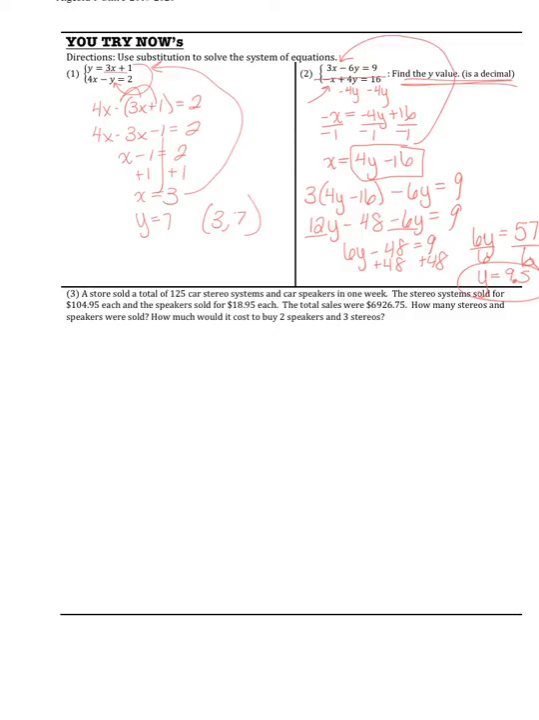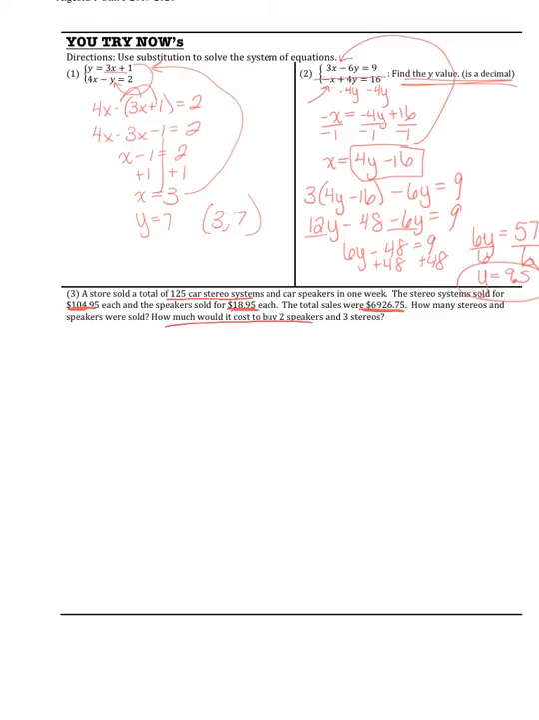And then finally, the word problem. Hopefully you attempted this. So it says a store sold a total of 125 car stereo systems. So I'm going to underline that. That looks important. And speakers. So it's together, so those are probably my two unknowns. The stereo systems sold for this much money, and the speakers were this much. Altogether, they gathered that much money. How many stereos and speakers were sold, and how much would it cost to buy 2 speakers?